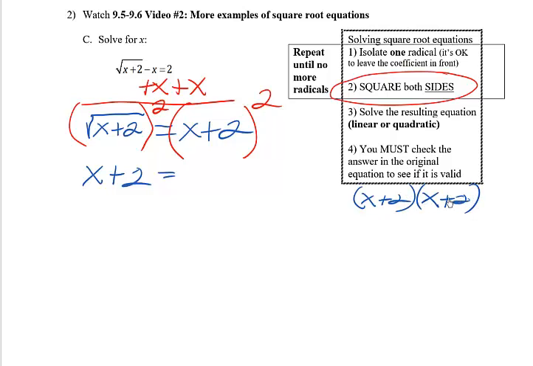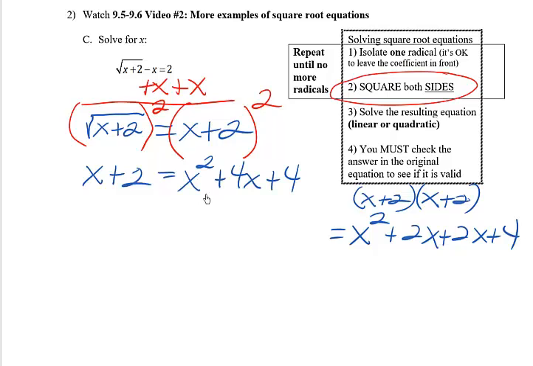And as soon as I write that down, I'm sure your brain is telling you this is a FOIL problem, and that's exactly correct. I'm going to have to do my whole FOIL thing and combine my like terms, and the answer that I get, that's what goes over here on the right side. So my right side becomes x squared plus 4x plus 4. I have no choice. I have to square the entire side. Again, make sure and pay attention to that. All right, then we move on to step 3.